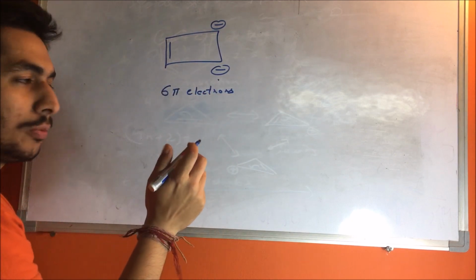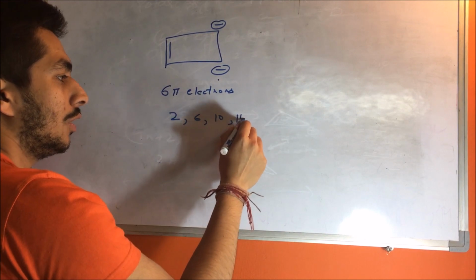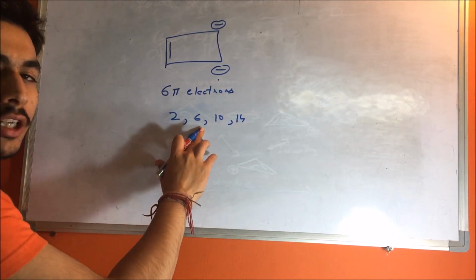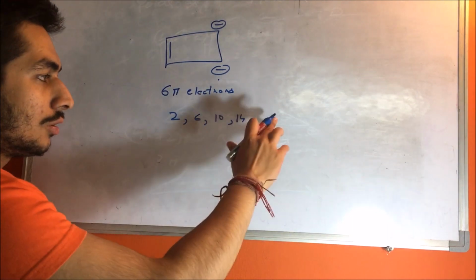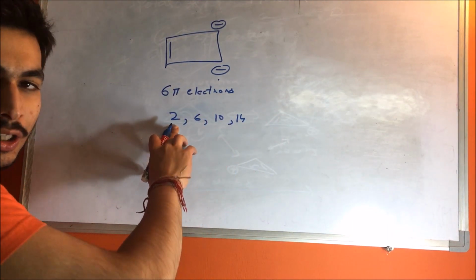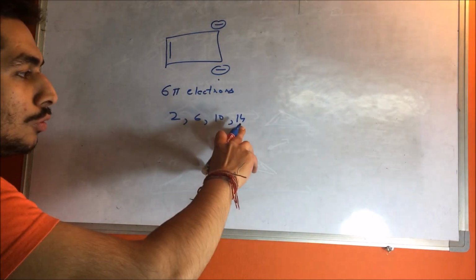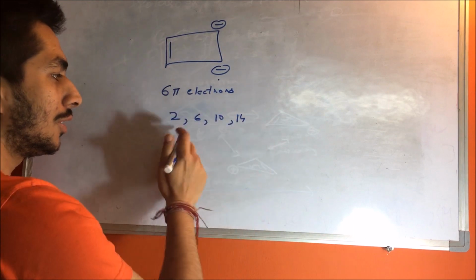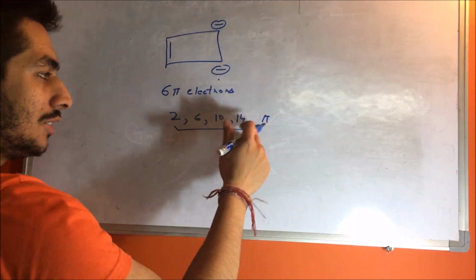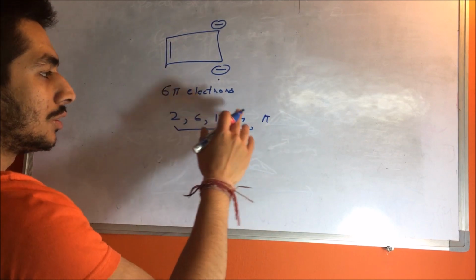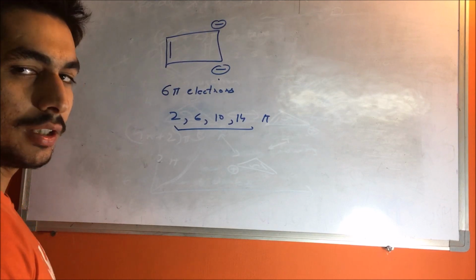For the Huckel rule to be followed, there should be either 2, 6, 10, 14 pi electrons. If you put n equal to 0, you get 2. If you put n equal to 1, you get 6. Then n equal to 2, n equal to 3, and so on and so forth. These are the magic numbers for aromaticity. So if a compound contains 2, 6, 10, 14, 18 pi electrons, and so on, it is aromatic.